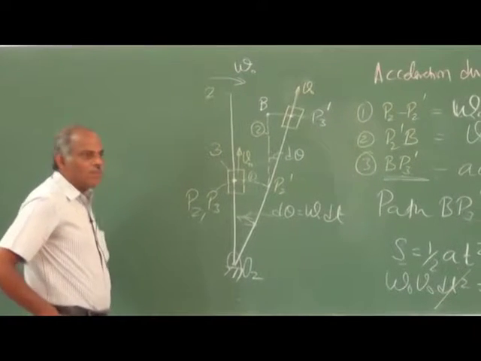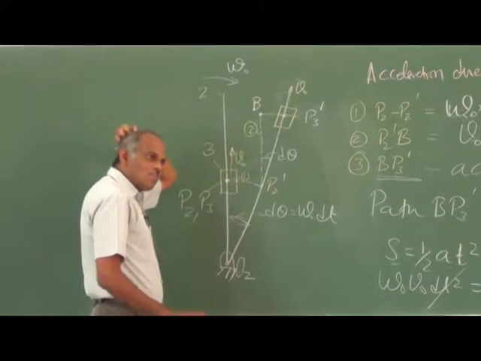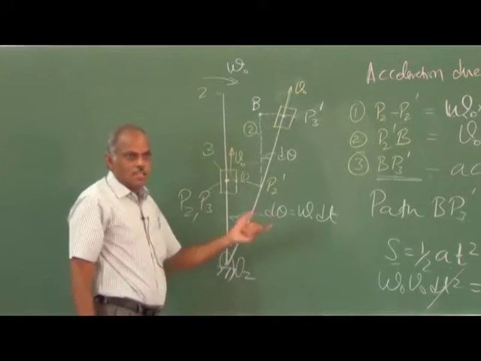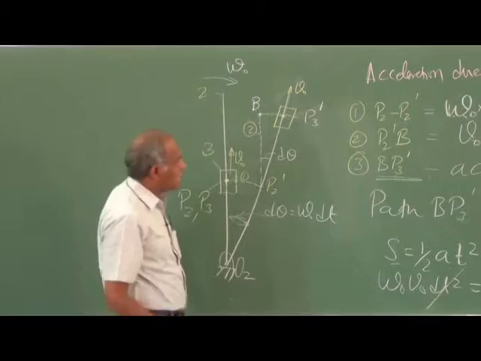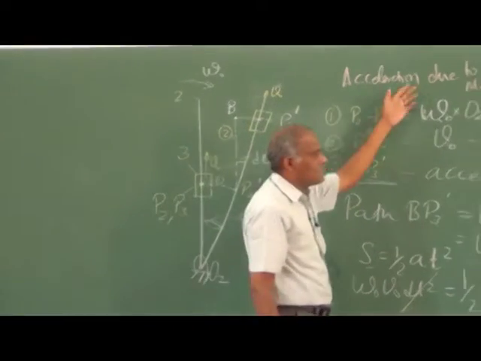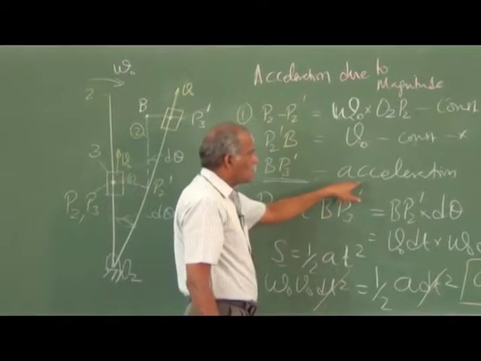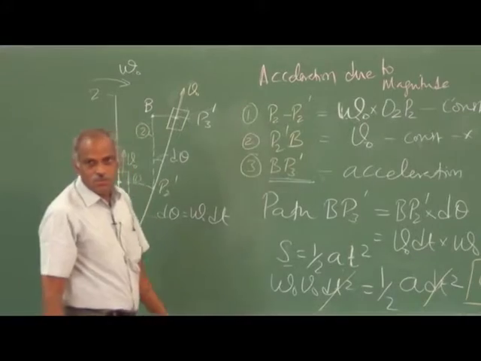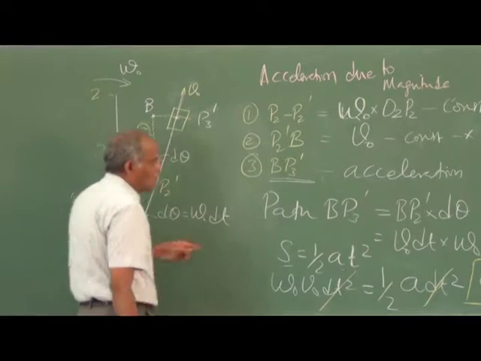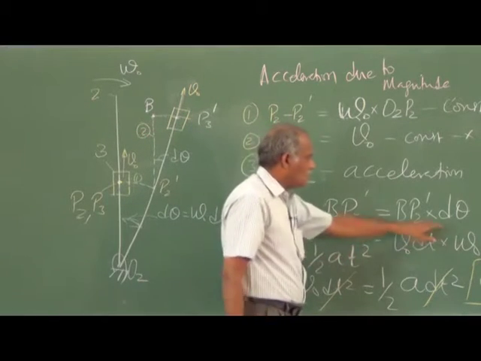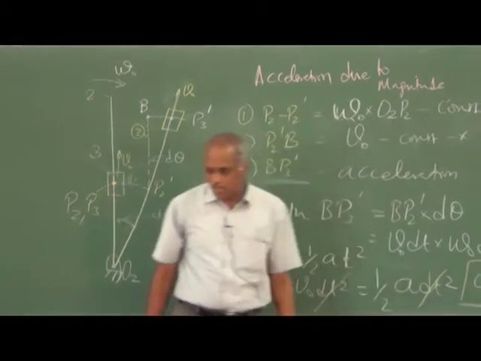Okay? So do you have any doubt? So basically we are taking the displacement into 3 segments and saying that it's a magnitude change of velocity. Acceleration due to the change in magnitude of the velocity alone is considered. Here in this path it is constant, in this path it is constant. So only in this path the acceleration should have occurred. So if you take that path of BP3 dash, then that is given by this. So S is equal to half a t square. So you get this as an acceleration, that is Coriolis.